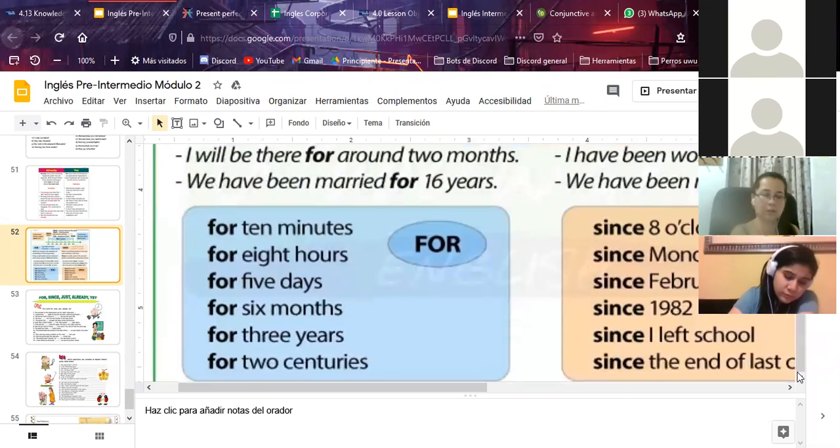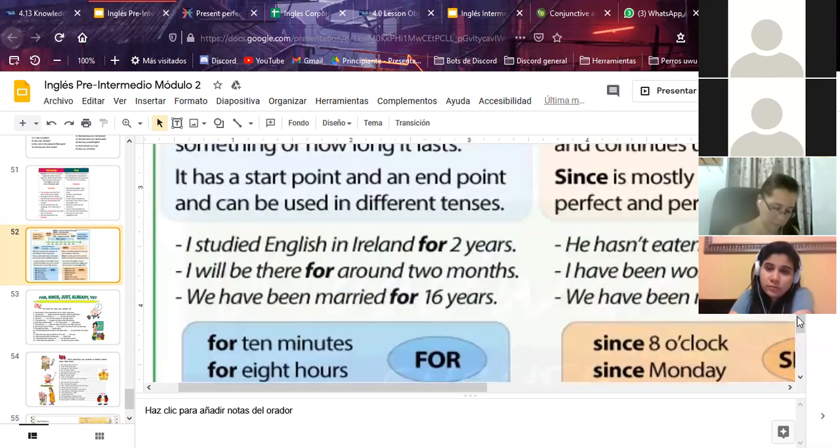And you can see here that there are time expressions that you can use with for: for 10 minutes, for 8 hours, for 5 days, for 6 months, for 3 years, for 2 centuries. It's a period of time, okay? Or if you started something at some point. So, do you have a question, any question with for?